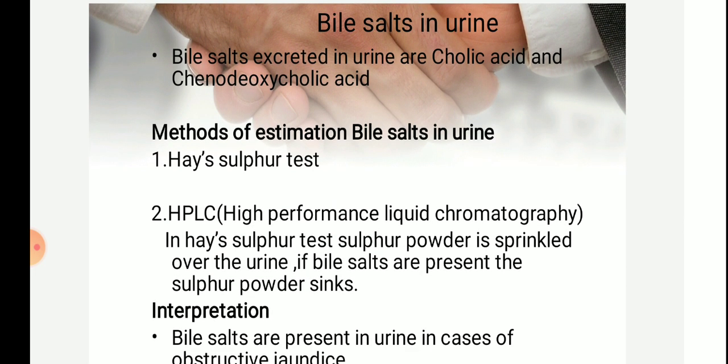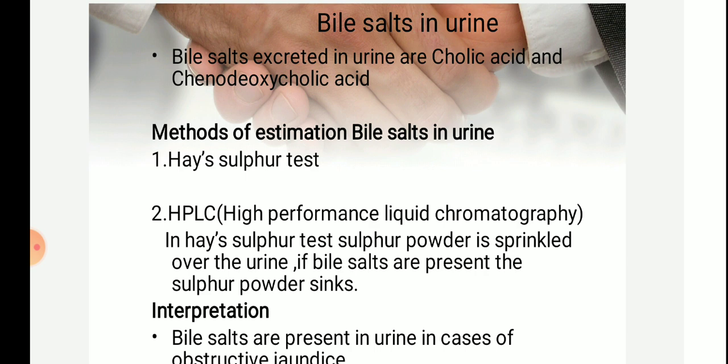So the bile salts in urine, the assessment of this, the important one, commonly done test in any lab. You want a technician run lab or you want a department side labs. So commonly done tests, easily done tests. Bile salts excreted in urine are cholic acid and chenodeoxycholic acid. Methods of estimation: Hay's sulfur test, high performance liquid chromatography.